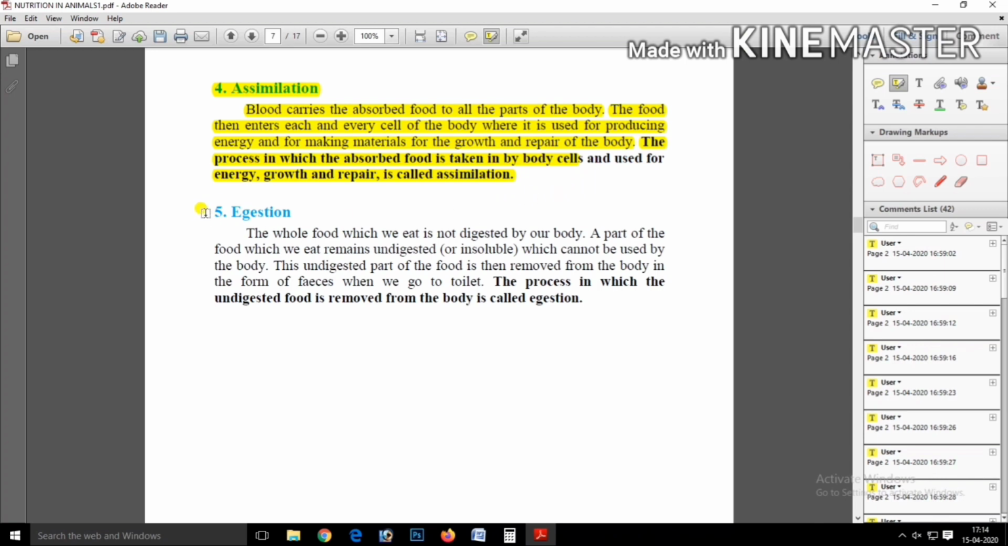The last and fifth step is egestion. Now, whatever food we eat, we cannot digest the whole food. Some part of the food remains undigested. Now, this undigested food is further removed from our body in the form of stool or feces. So you can say that the process in which undigested food is removed from the body is called egestion.